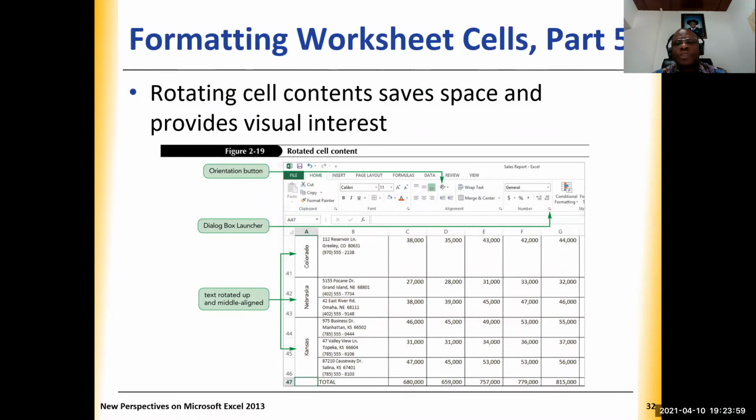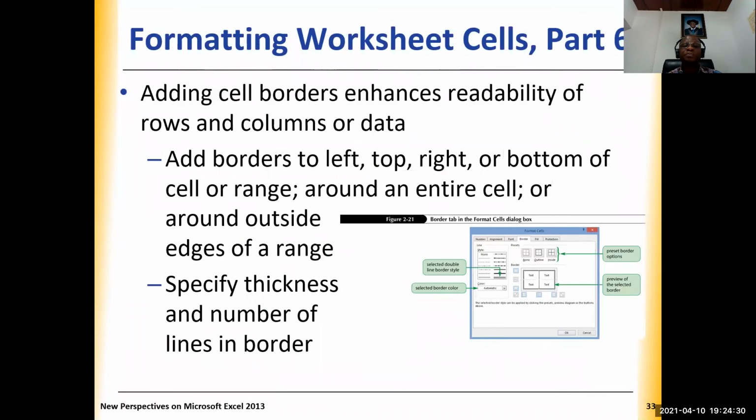So rotating cells contain safe space and provide visual interest. So it depends on what you are doing. Sometimes you can go ahead and do that. And if you look at the data that's being shown here, Colorado, Nebraska, Kansas, you see that all of them are now vertical, but inside we have different sets of data. So depending on the content that you are putting there, you can look at this. And if you see some of these things, it's not something that you cannot do. You can also do it by just highlighting and deciding on the way that you want the orientation to be.